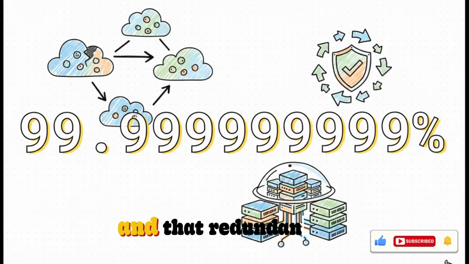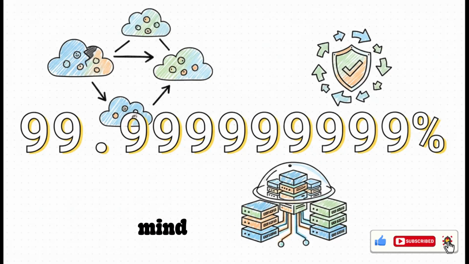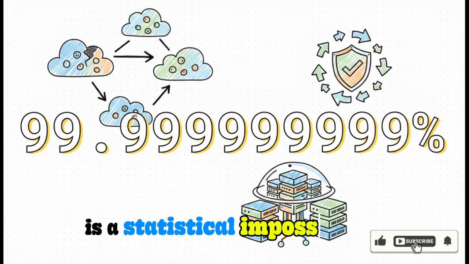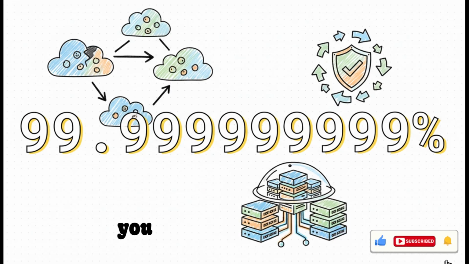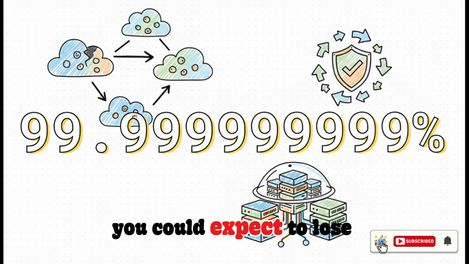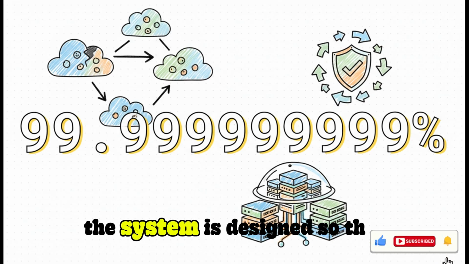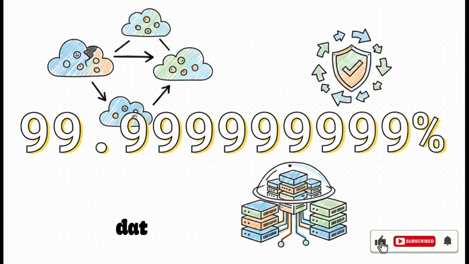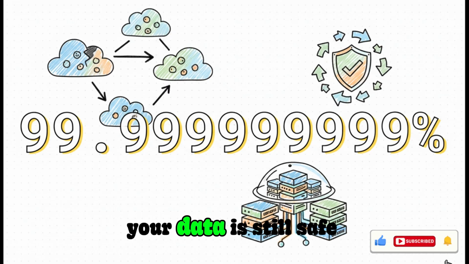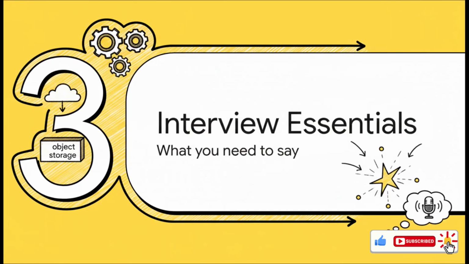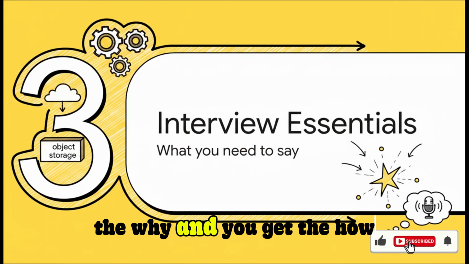And that redundancy is what gets you to this mind-blowing number, 11 nines of durability. That's an industry term, and it basically means that losing a file is a statistical impossibility. To put it in perspective, if you stored 10,000 files, you could expect to lose just one of them, maybe once every 10 million years. The system is designed so that even if an entire data center goes offline, your data is still safe somewhere else.